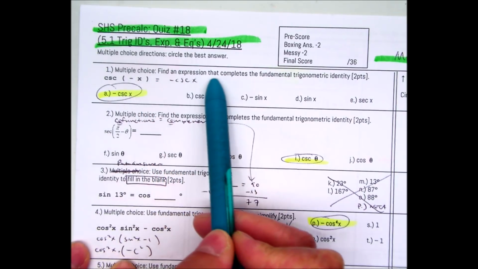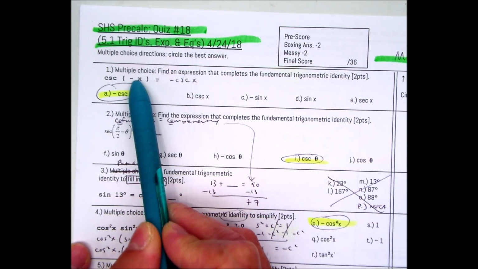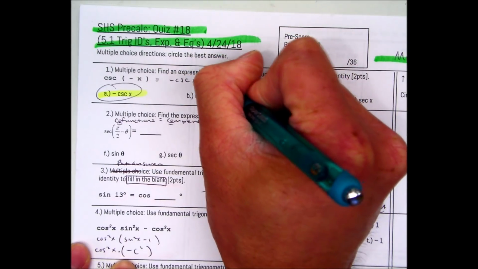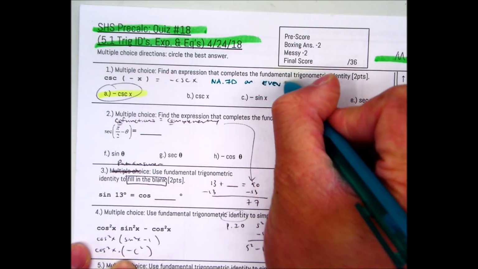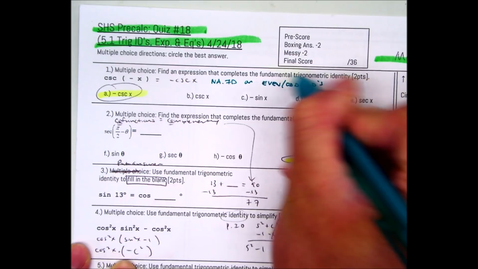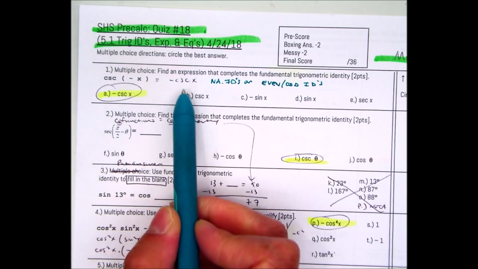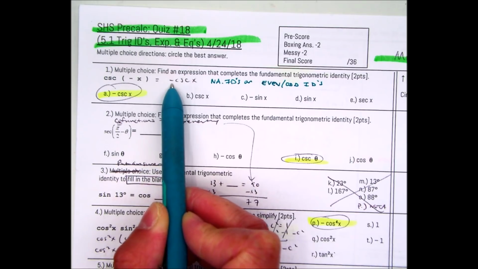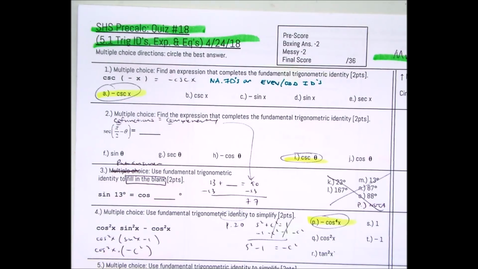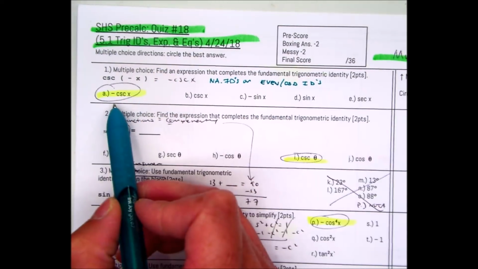Question number 1 says, find an expression that completes the fundamental trig identity. You should recognize that you have a negative here, so this is called the negative angle identities, or they also call this the even odd identities. You could just look at your formula sheet and recognize that for cosecant, the negative sign comes out in the front. So whatever that negative angle is, that negative comes out in the front. For cosine and secant, there is no negative sign. So your answer choice is A.